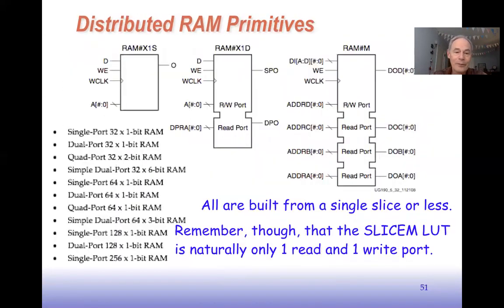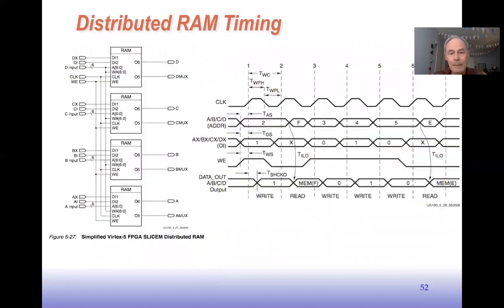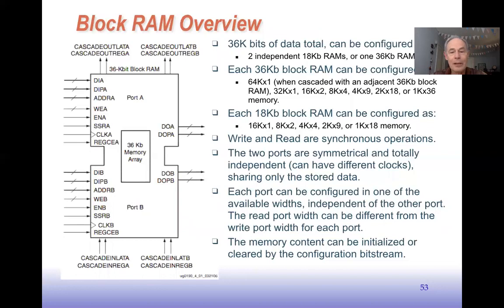Okay, so that's one type of memory resource on the FPGA. The vendors call it distributed RAM because it's distributed among the combinational logic blocks. The other one is block RAMs, and these are concentrated blocks of memory, much denser than the distributed RAM. In the case of the Xilinx FPGA, each memory block has 32,000 bits of data total. And this can be configured as one large memory, or as two 18K bit RAMs.